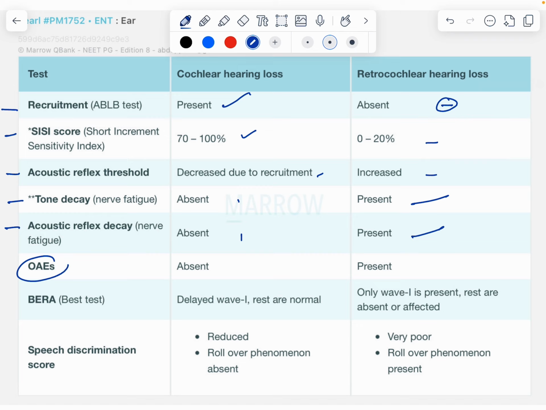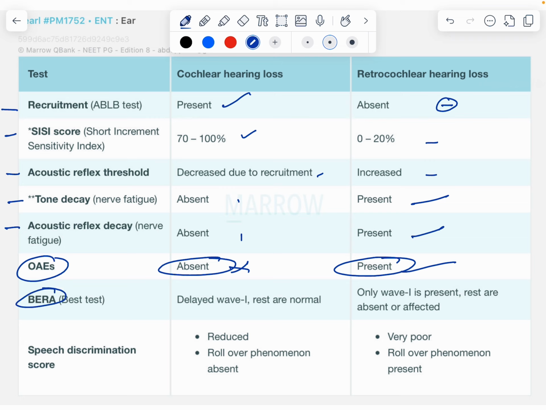Next is otoacoustic emissions. It is present in retrocochlear, it is absent here. We know that otoacoustic emissions are produced by outer hair cells of the cochlea. So in cochlear hearing loss, these outer hair cells are destroyed, so there will be no production of otoacoustic emissions. In retrocochlear hearing loss, the cochlea is absolutely normal. The problem starts either with the eighth nerve or other parts of the auditory pathway. So otoacoustic emissions will be present here.